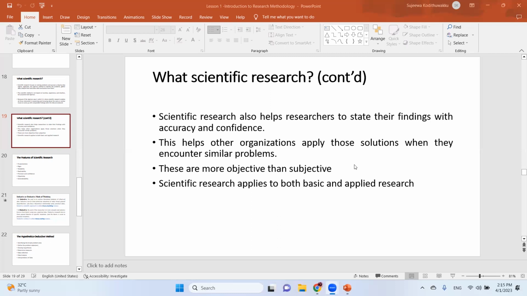These are more objective than subjective. Scientific research applies to both basic and applied research. I will explain objective and subjective later, and again basic research and applied research.